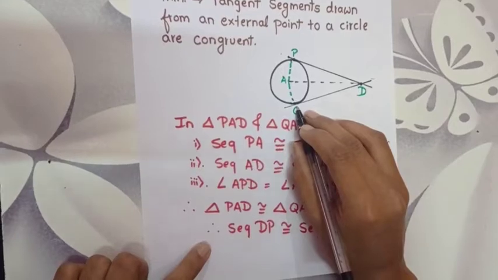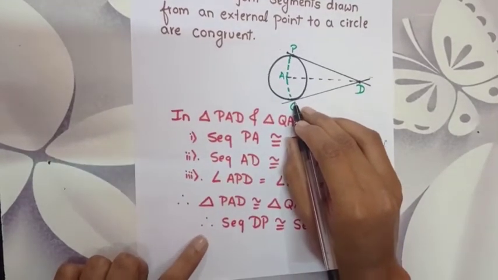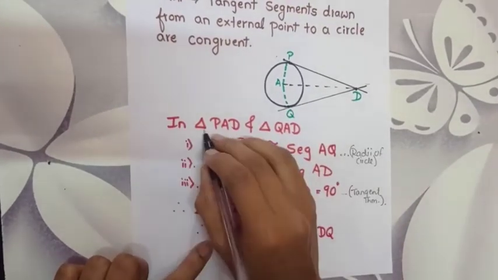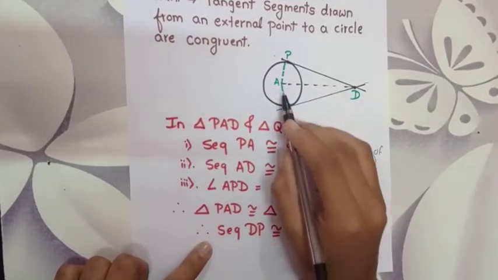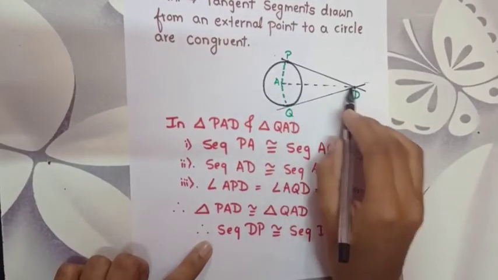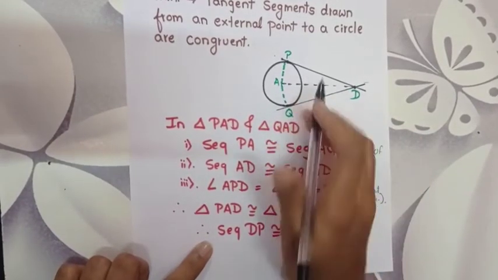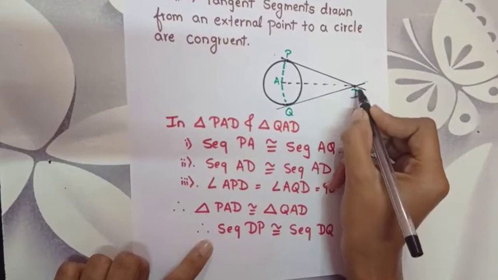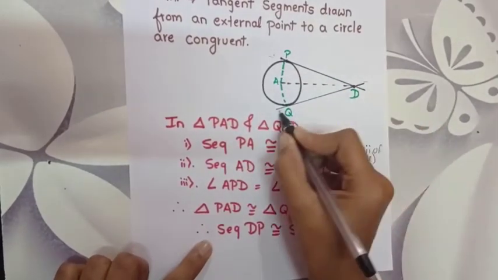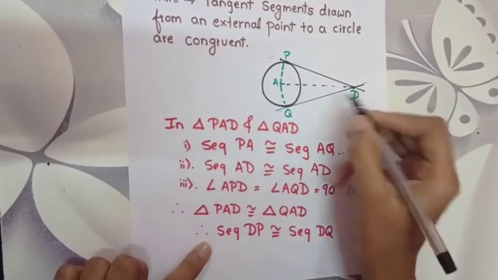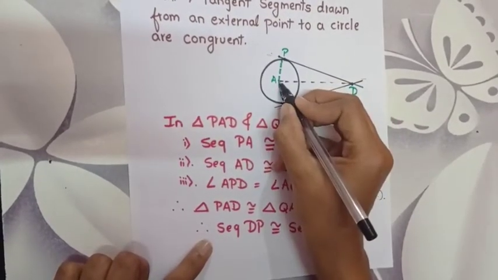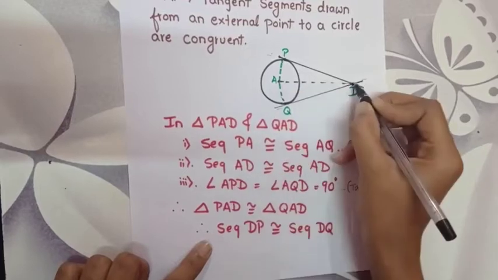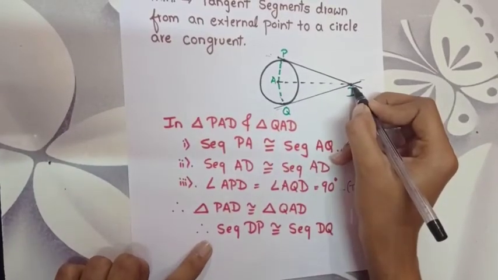Now, how shall we prove that? Consider triangle PAD and triangle QAD. These two triangles we have to consider. First of all, we take point D, draw two tangents from this external point, then draw the radius to the points of contact and join the center of the circle A to that external point.